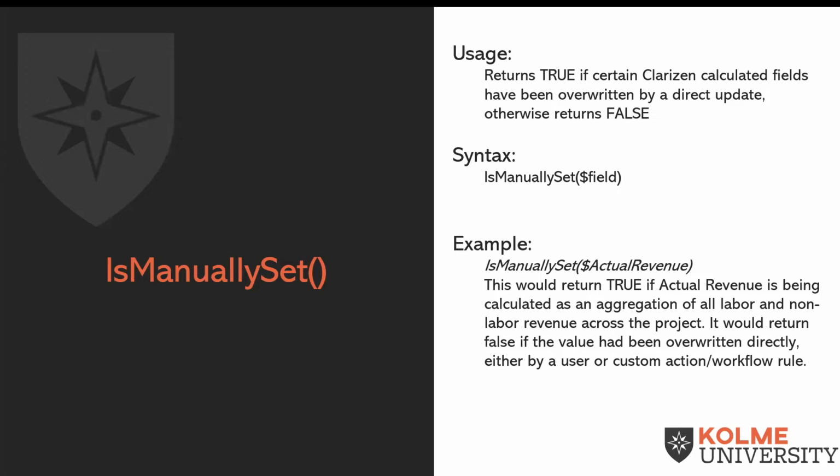And what this function does is it lets us, using our business rules, determine if that is something that's manually set by a person or if Clarizen's doing the math.